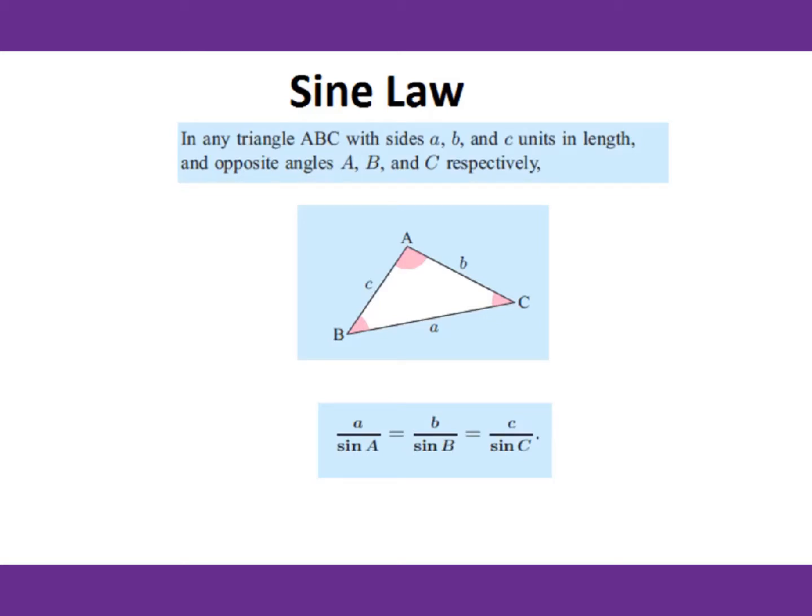Today's lesson is about sine law. For any triangle ABC with the sides a, b, and c units in length, and opposite angles A, B, and C respectively, we have a over sine A equals b over sine B equals c over sine C. This formula we call sine law.